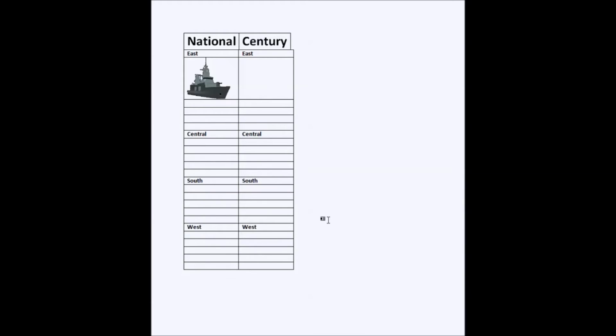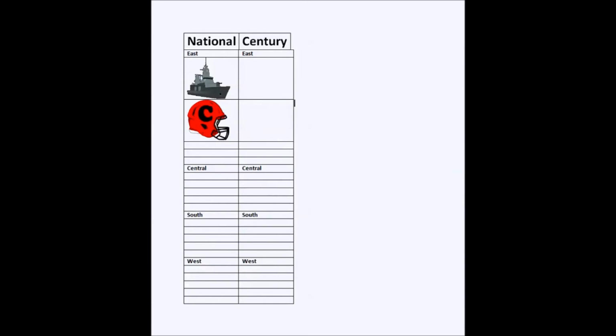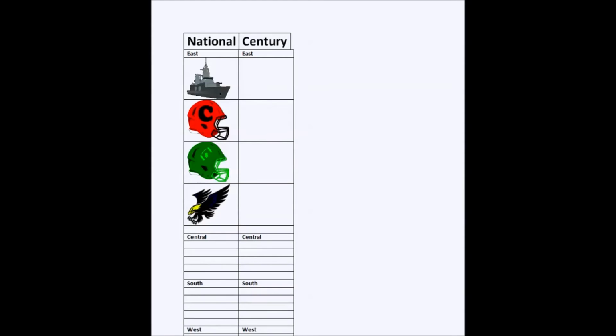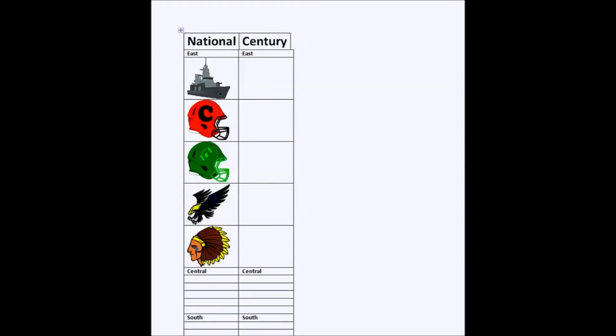And first off, in the National East, the National East has the Boston Destroyers, the Cleveland Bulldogs, the Manhattan Greens, the Philadelphia Hawks, and finally, the Washington Americans.